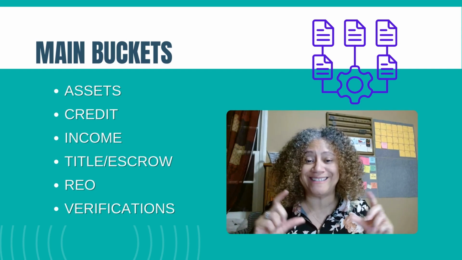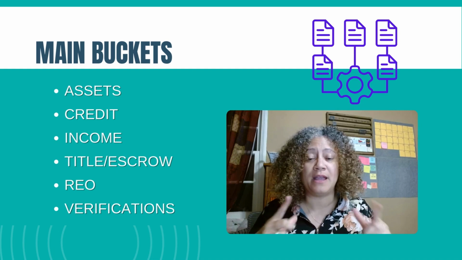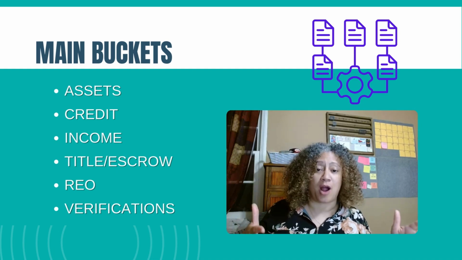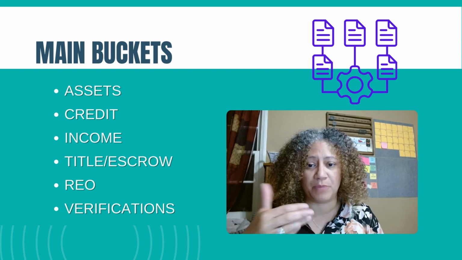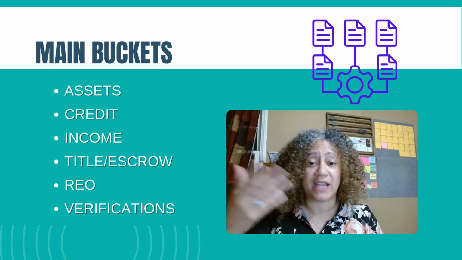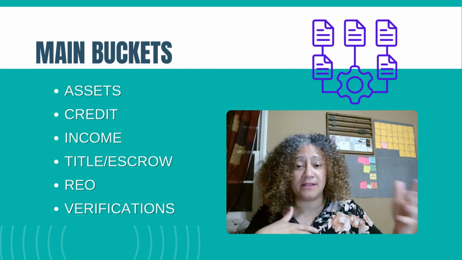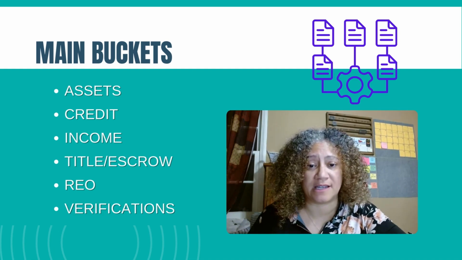REO stands for real estate owned. So you may have clients that own more than one property. Then you would put all of those properties in the real estate owned bucket. And then verifications. So verifications of employment, rent, other types of things. That's another bucket as well.